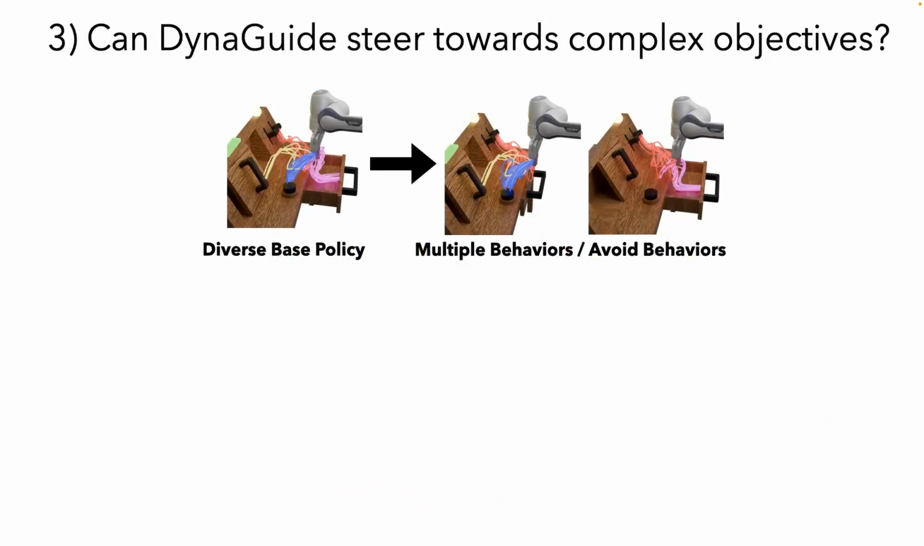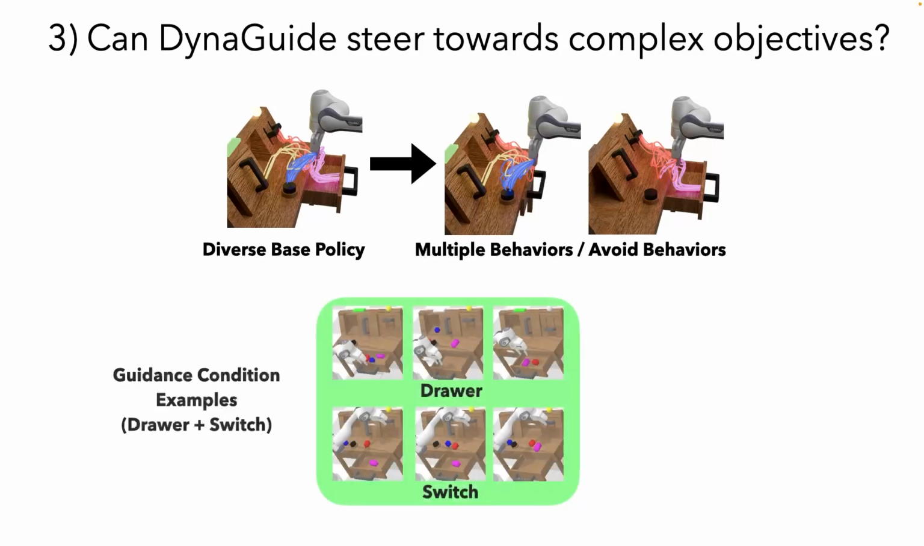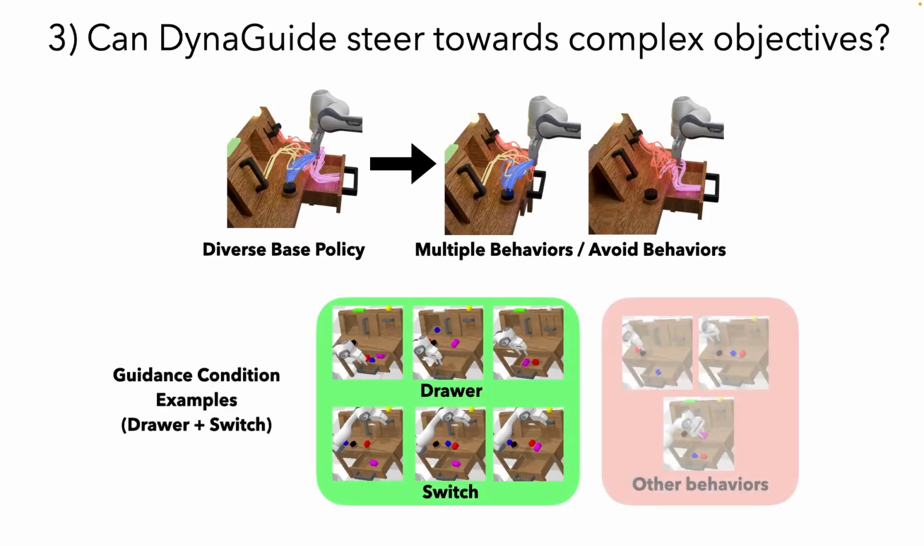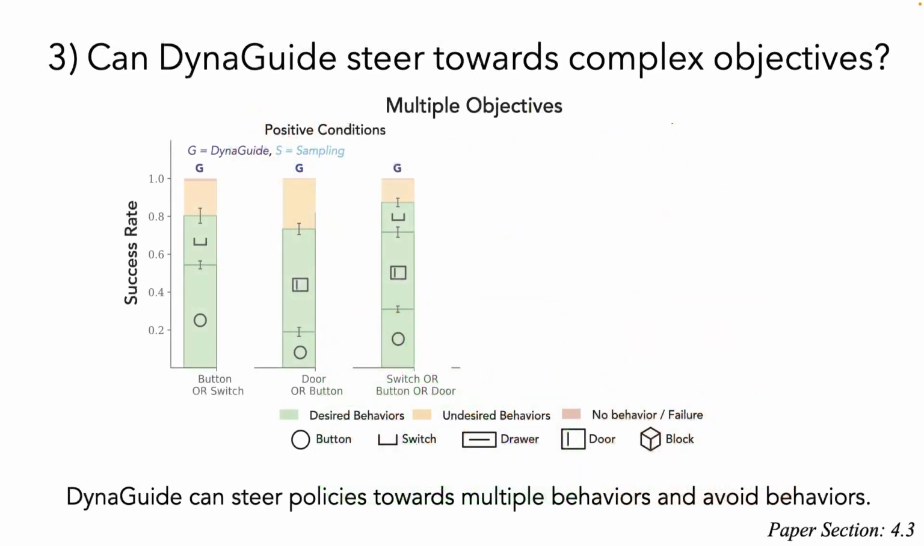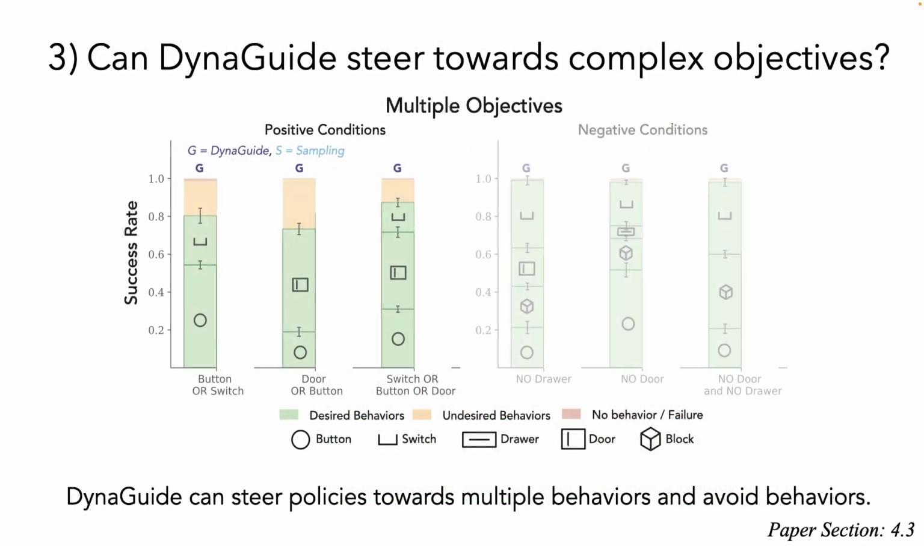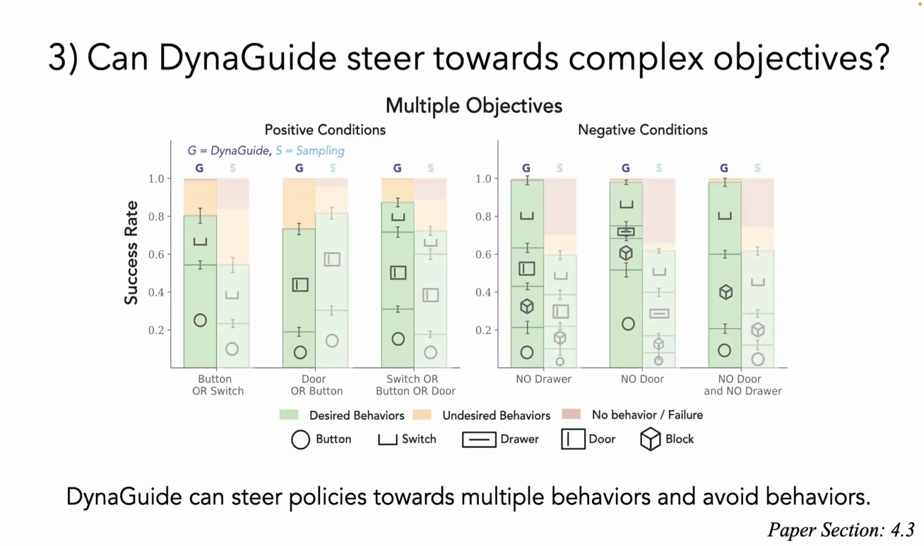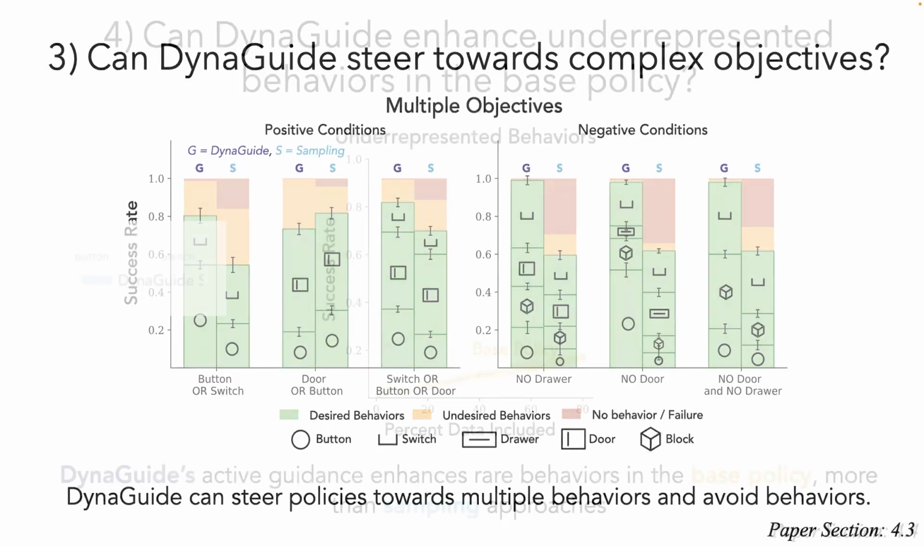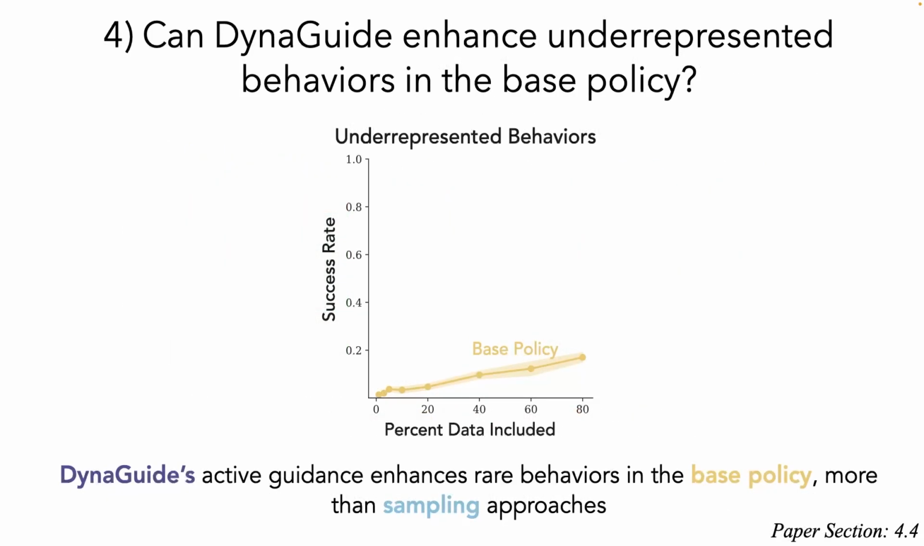In addition to improving robustness to lower quality guidance conditions, DynaGuide latent dynamics also allows guidance towards multiple behaviors and also avoiding undesirable behaviors. As seen here, DynaGuide can indeed steer towards multiple behaviors and avoid behaviors too. On these complex objectives, DynaGuide's active diffusion guidance notably outperforms a passive sampling baseline. DynaGuide's active guidance means that the dynamics model can actively seek behaviors that are more rare in the base policy.